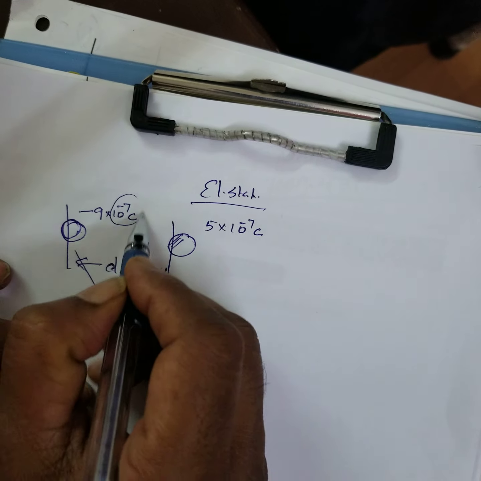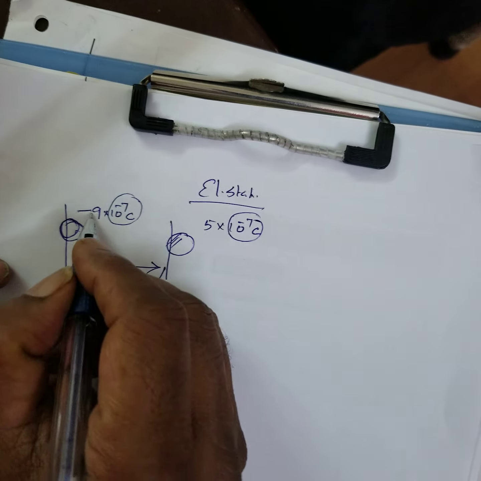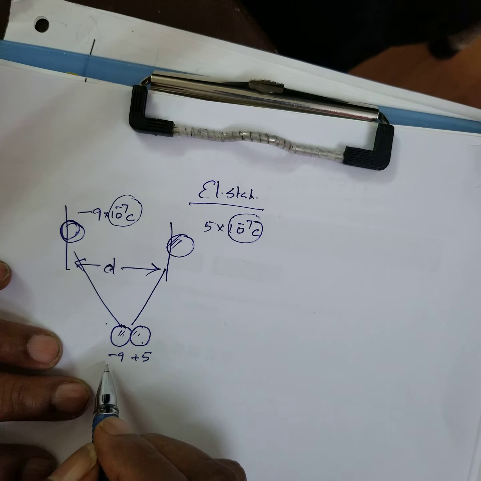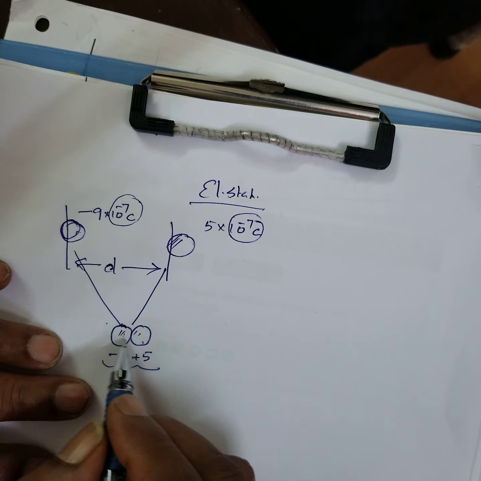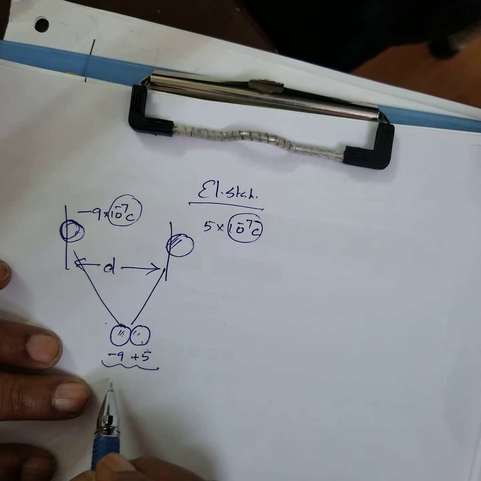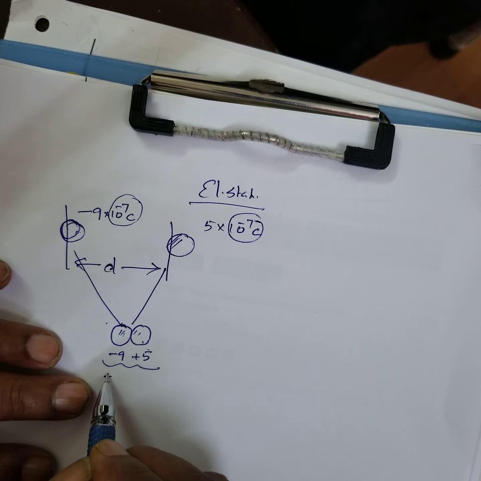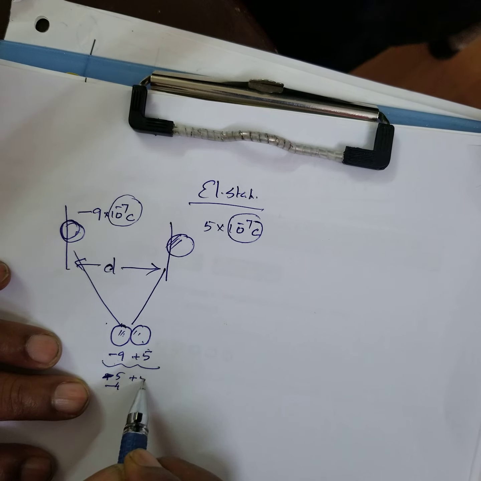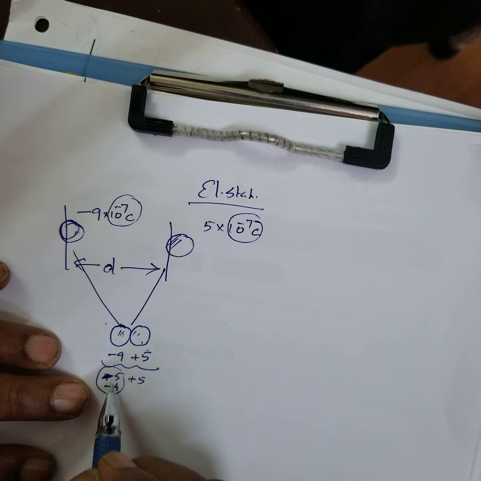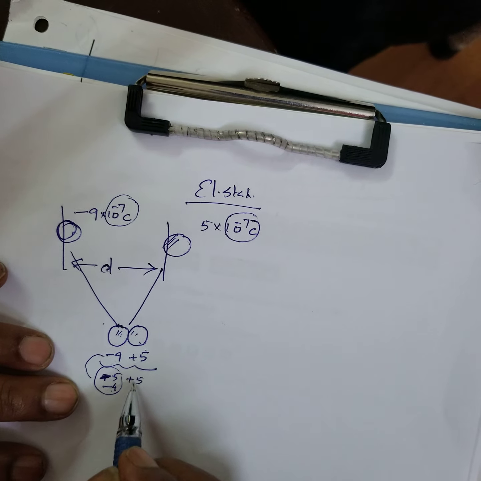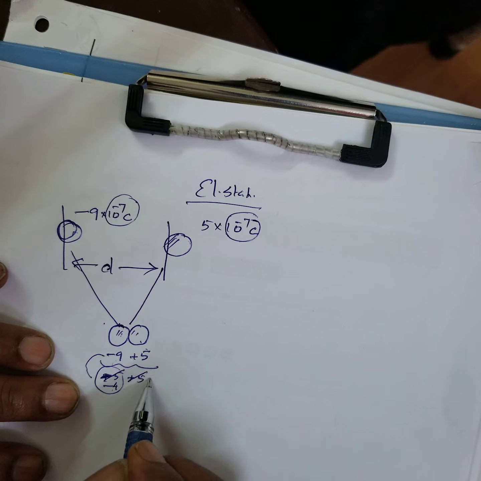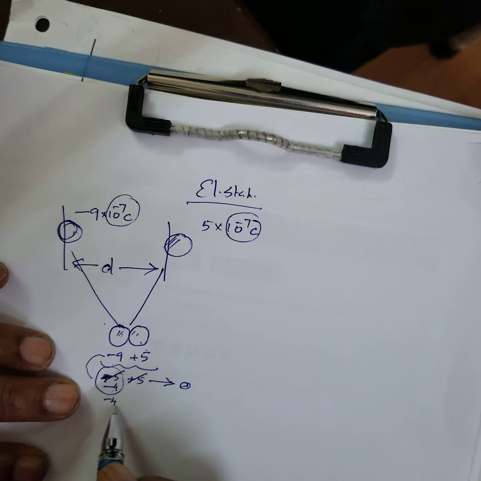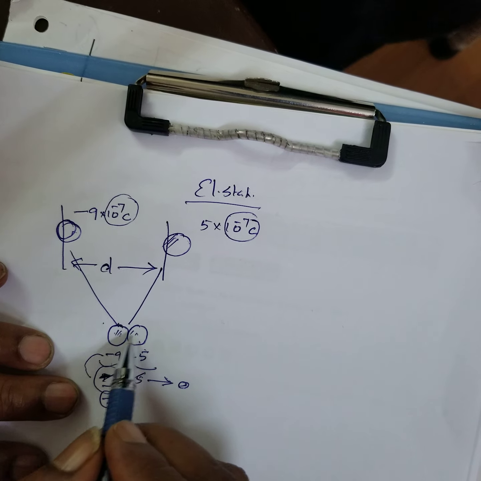Don't bother, this is common, no? I'll write minus 9 here and plus 5. When I bring them in contact, what happens? There is an exchange of charge. Minus 9 plus 5 is minus 4. The plus 5 and minus 5 get neutralized. Understood? Only minus 4 is left. Both are identical.